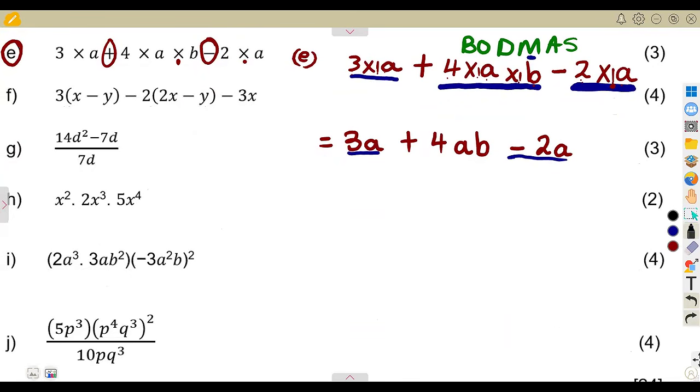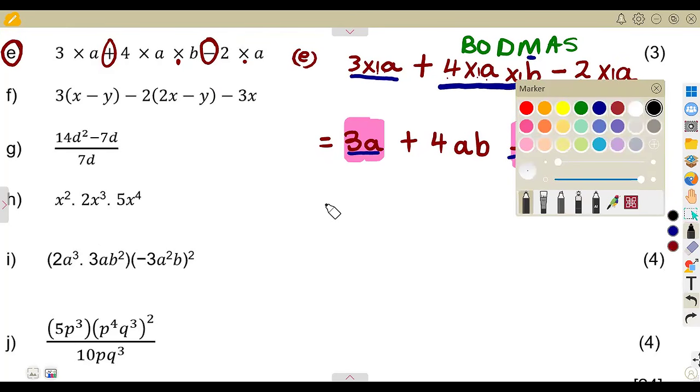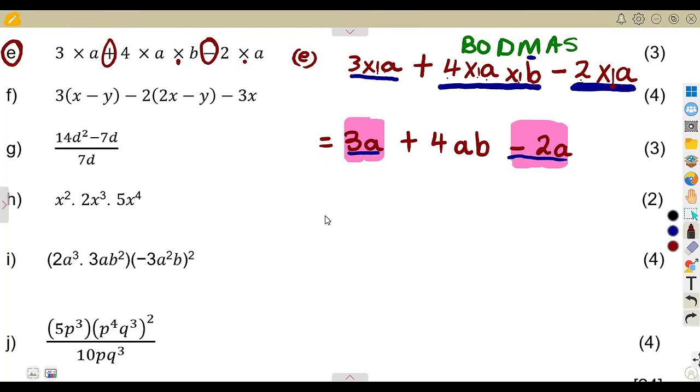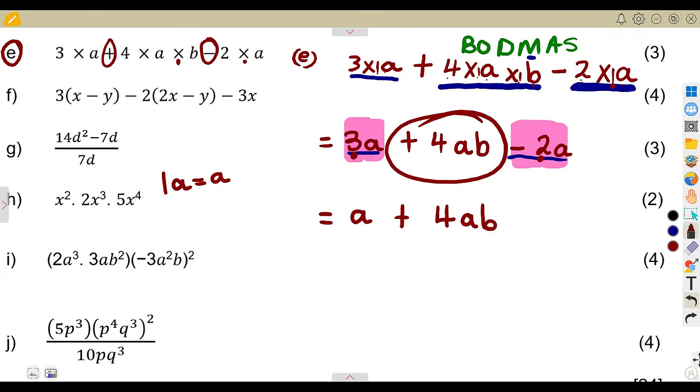So you're going to focus on these two, the 3A and the minus 2A. So you simply subtract there. So you're going to simply subtract 3 minus 2. 3 minus 2, that's a 1. But do not forget that there is an A. And remember that 1A is the same as A. So that is the same as A plus 4AB. So you're going to take this part here that is remaining as it is. So we are left with 4AB with a plus. And as you can see, it's a positive.